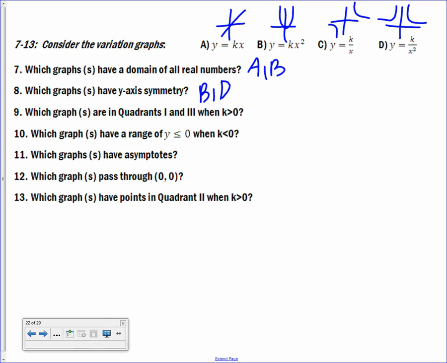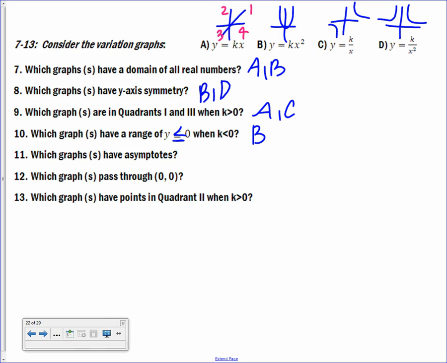The graphs are in quadrants 1 and 3 when k is greater than 0. So that means we're looking at these blue graphs, and I'll just label those in case you forgot. Quadrants 1 and 3 would be graphs A and C. Which have a range of y's less than or equal to, notice this equal to sign, when it's less than 0? That's going to be B. That's the only one that goes through 0, 0.